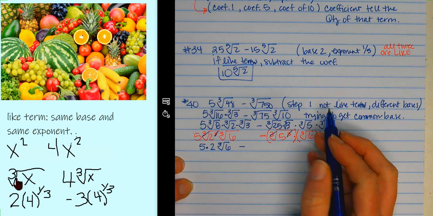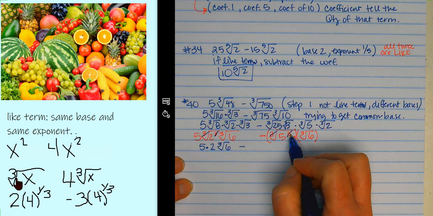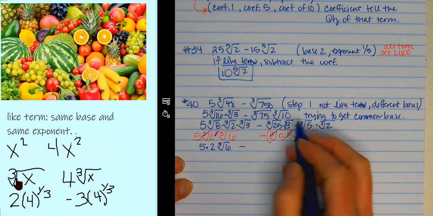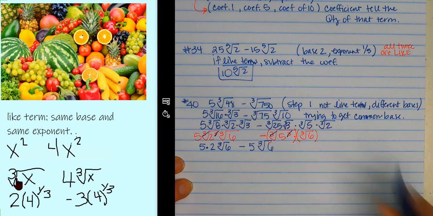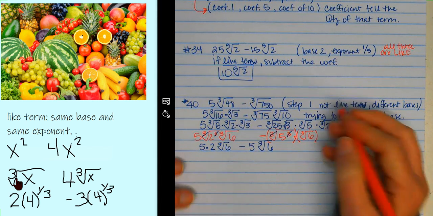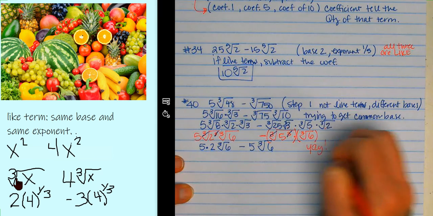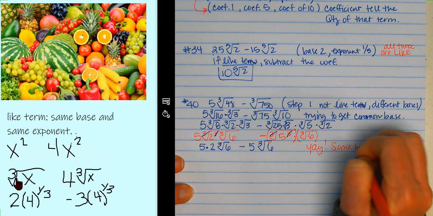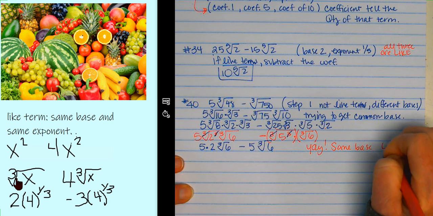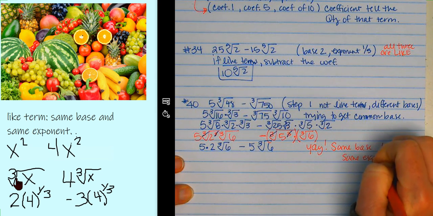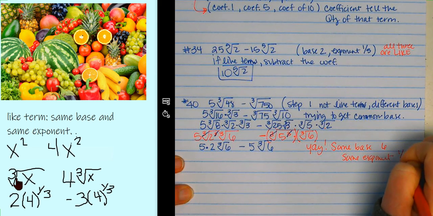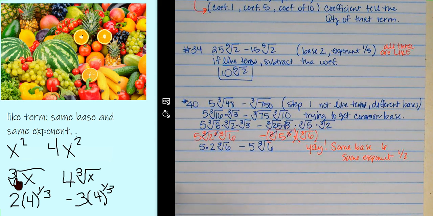This power and this root cancel each other out. This is 5 to the 3 over 3, or 5 to the 1. This is 5 times the cube root of 6. Now I have the same base. Yay! Same base, 6. Same exponent, 1/3. And now I can add them together.